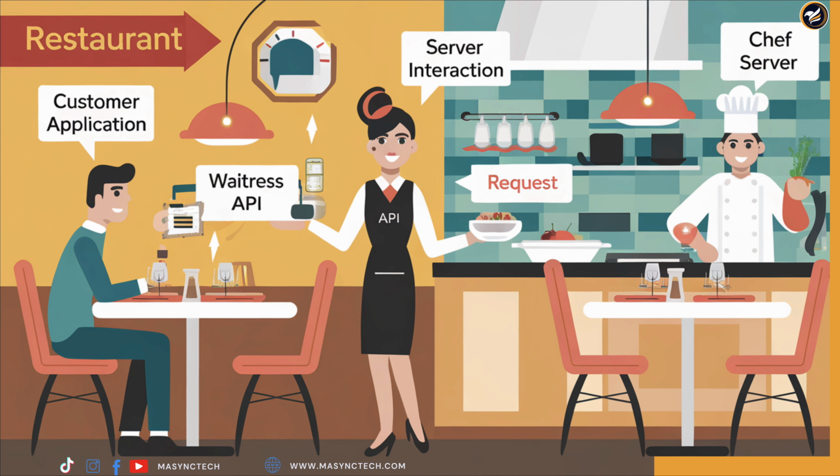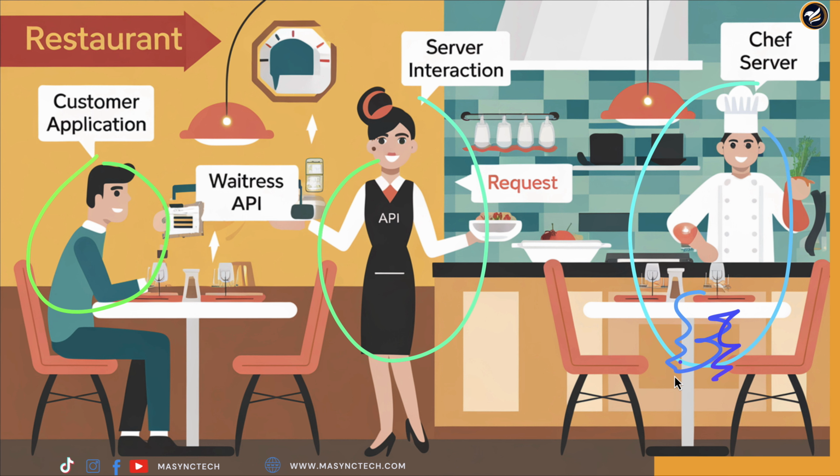Let's take this restaurant to explain. We have these entities, and that is the client, the waitress, and then the chef over here. Now the client here is our application, and then the waitress here is the API, and then the chef here is the server. In the server, we have the resources that we want to retrieve into our application.